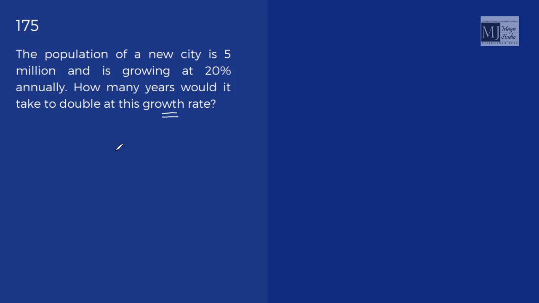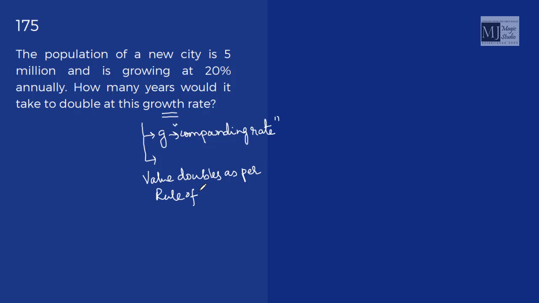Whenever a question related to growth rate comes, we need to be aware of two things. First, growth rate is always compounding, unless and until mentioned that it is not compounding. So growth rate is always a compounding rate. And number 2, when we have the compounding rate, value doubles as per the rule of 72. Now what is this rule of 72?